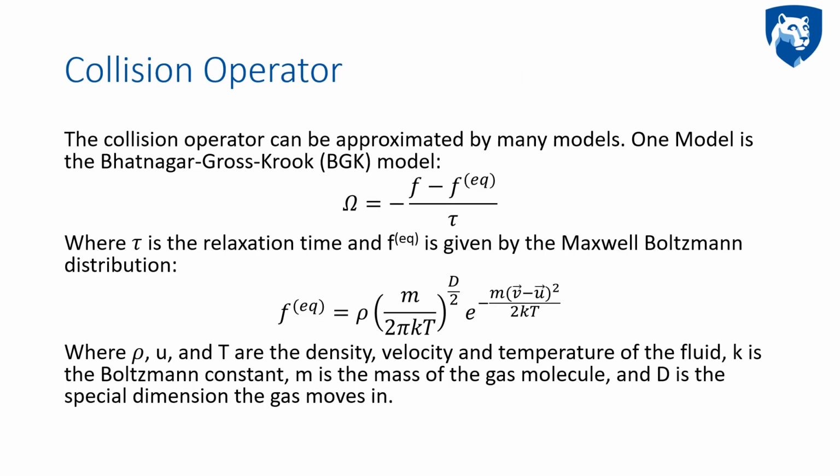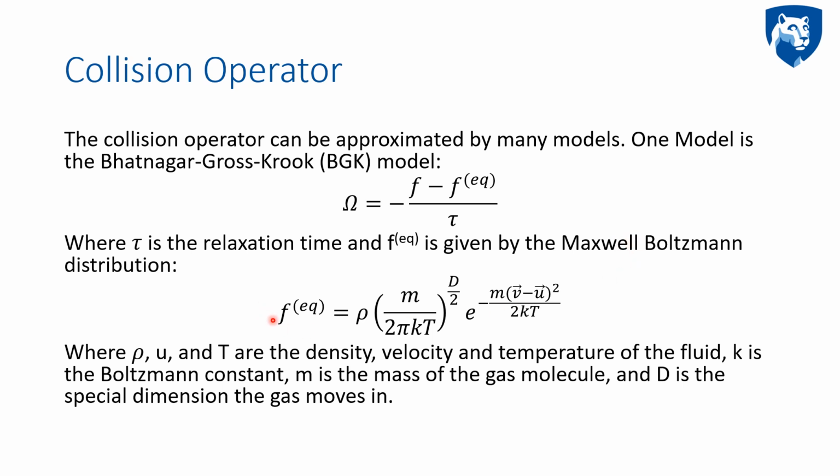Now we need a way to estimate the collision operator in the previous equation. So there are many models, but the most popular one is the Bhatnagar-Gross-Krook model, which is called the BGK model. And according to that model, the collision operator is given by minus f equilibrium divided by some relaxation time tau. And this f equilibrium is given by the Maxwell-Boltzmann distribution, which is right here.